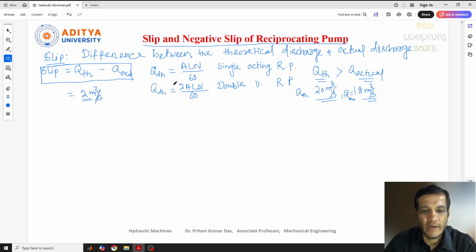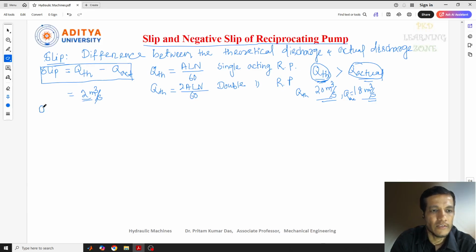The next question is why this theoretical discharge is greater than the actual discharge. Why is the actual less than this one? Because in the actual discharge, we have some issues. Actually, some problems are there in the pump, and due to that the actual discharge comes out less. Some leakages should be there.